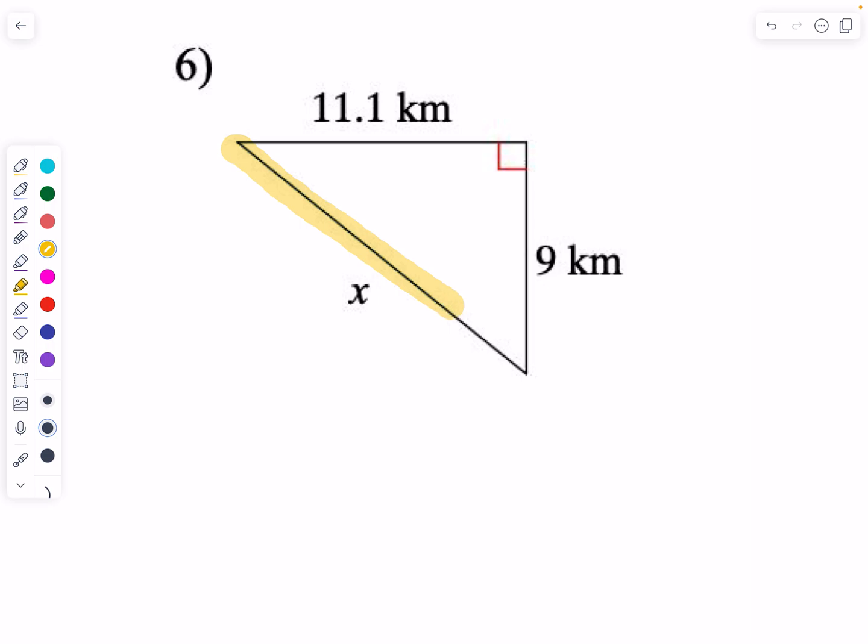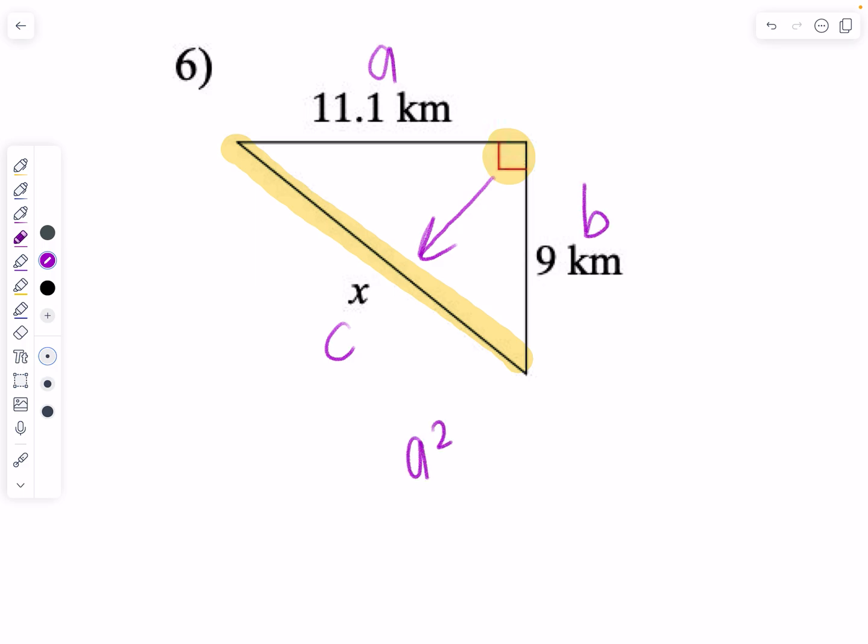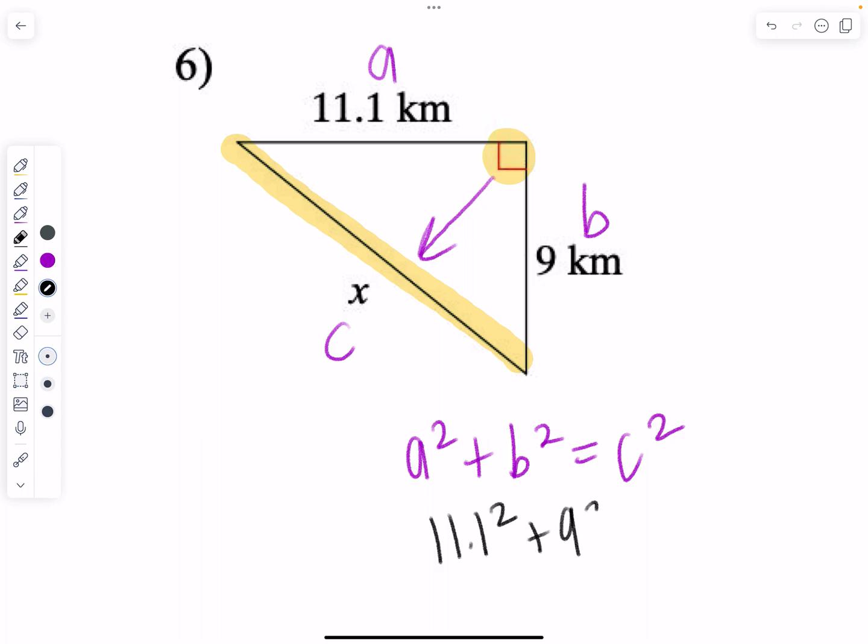Okay? Last one. So here's our hypotenuse. Here's my right angle. Hypotenuse lies across from the right angle, so that's our C value. And here are my A and my B values. So A squared plus B squared is equal to C squared. So what we're going to do is 11.1 squared plus 9 squared is equal to x squared. And you're just going to type in 11.1 squared plus 9 squared into your calculator.